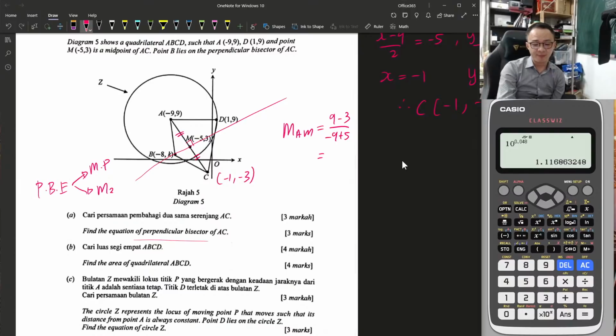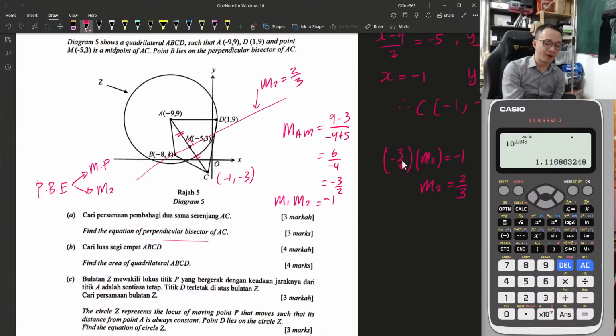So this is 6 over -4, so it's -3 over 2. I want to find the perpendicular gradient, which is M2. So M1 times M2 equals -1, right? I substitute into this formula: my M1 is -3 over 2, times M2 equals -1. Then I get M2 is 2 over 3. Right, now I've got the gradient for this line, which is 2 over 3.